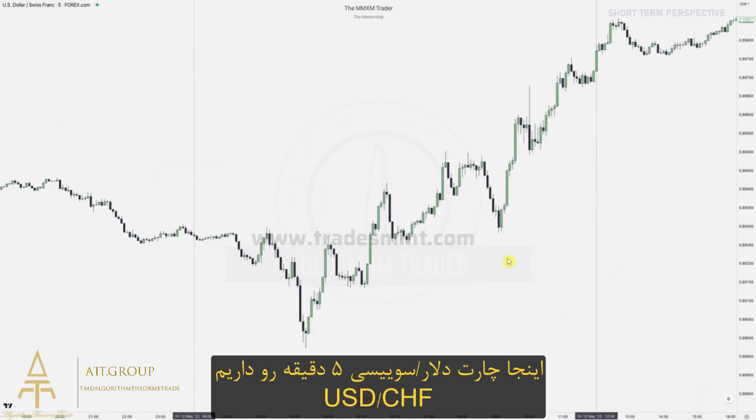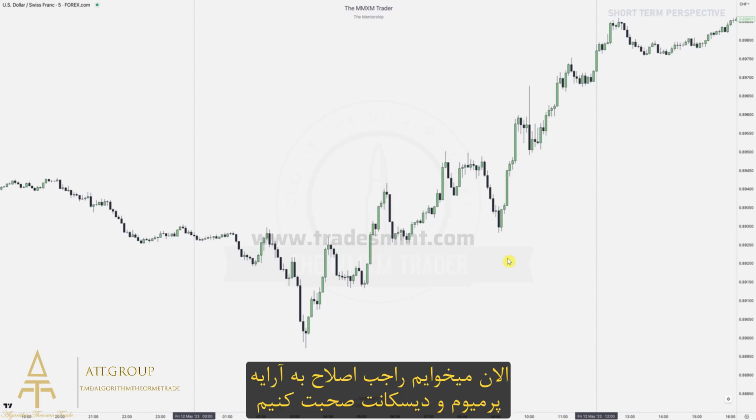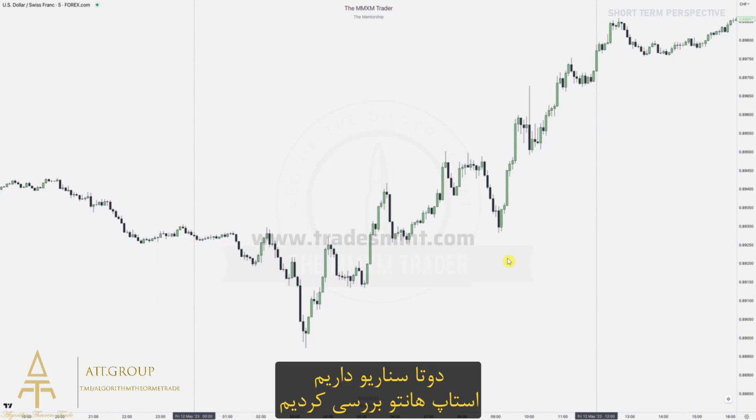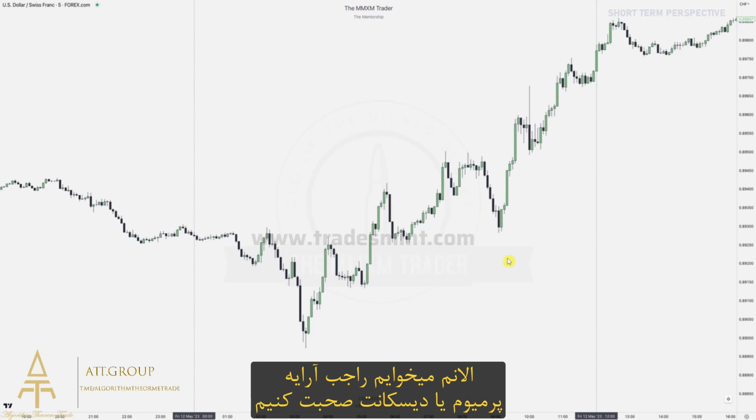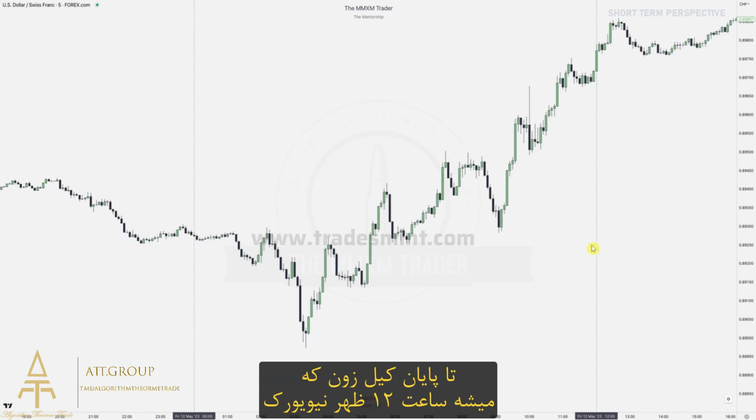Right, we've got a USD Swiss franc 5-minute chart over here, and in the previous example we talked about that stop hunt, right, and then continuation into our price action. Now we're going to talk about that discount or premium array that we will hit, and then a continuation in our kill zone, right? So two scenarios. We covered that stop hunt, and now we're going to talk about that premium or discount array. So as always, draw out your vertical line, right, at 12 a.m. EST until the end of our kill zone, which is 12 p.m.